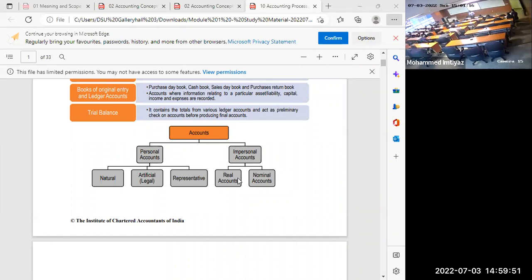Insurance payment. Insurance premium paid. How much? Some 10,000. 10,000 rupees has been paid as insurance premium. It's a transaction, right? We will get an insurance premium receipt. Now, can you please think what the two aspects are that are affecting here?